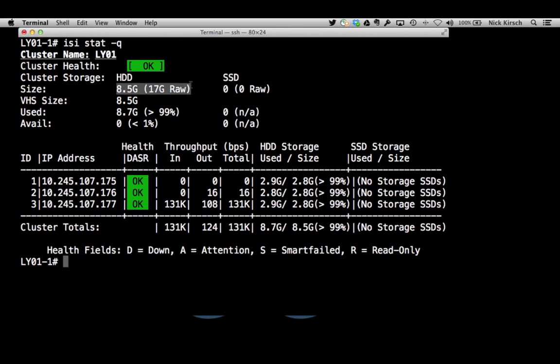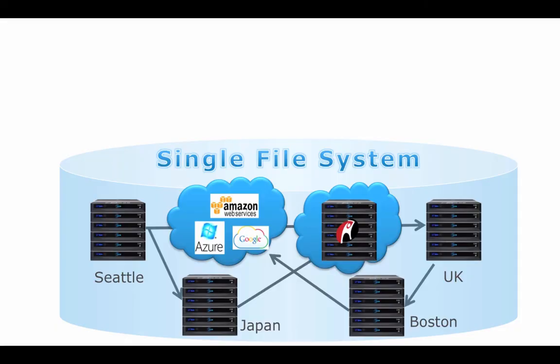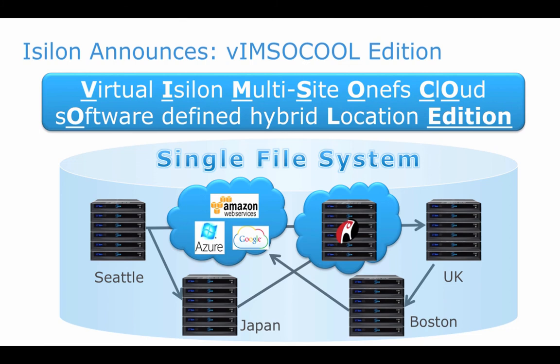And the punchline of this whole thing is that the original Seattle-based three-node cluster was tiny. There were nodes that were only 85 gigs, because we were actually using software Isilon instances. We're jokingly calling this virtual Isilon multi-site OneFS cloud software-defined hybrid edition. But as you can see, it's a really, really cool idea.